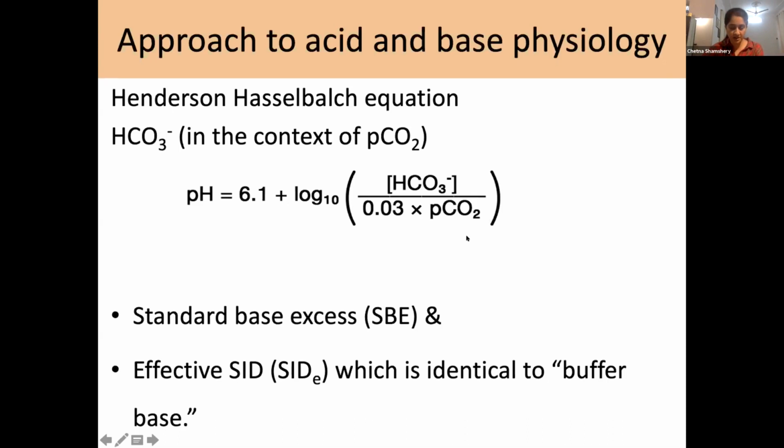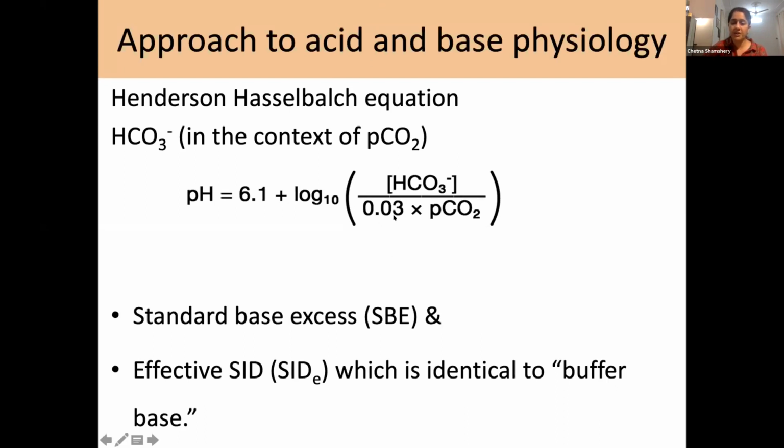Carbon dioxide combines with water to form H2CO3. This H2CO3 dissociates to form H ions and bicarbonate ions. So ultimately, the bicarbonate ions are also derived from the values of PCO2. So the ABG machine primarily needs just one value, which is the value of PCO2.